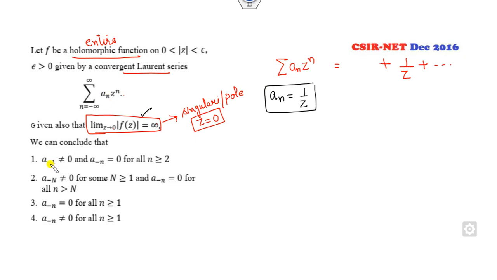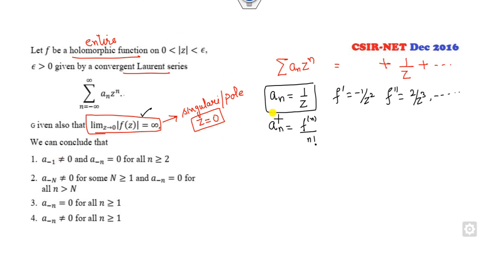Then we can conclude a of minus 1. What is my an? I can write this as the nth derivative over n factorial. The first derivative is minus 1 over z squared, the second derivative is 2 over z cubed, and so on. So how can you say what a of minus n is? How can you compute a of minus n? Okay, but here is an and we need a minus 1.